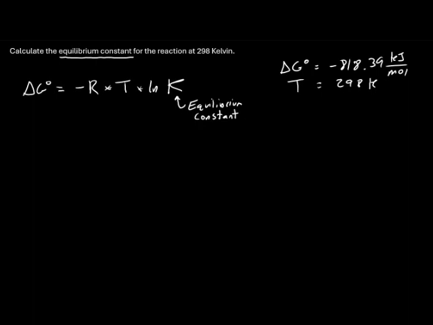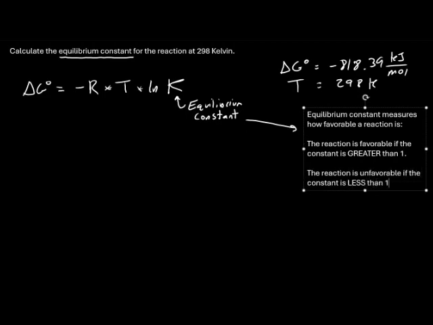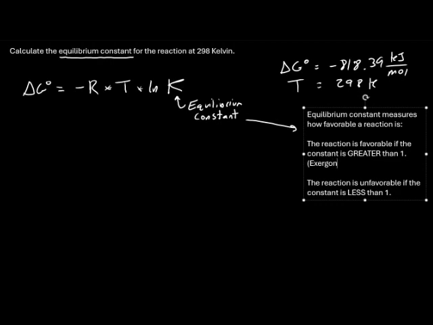I'll give you a brief introduction as to what the equilibrium constant means for the moment. The equilibrium constant is a way of measuring how favorable a reaction is. In general, if you have an equilibrium constant greater than 1, that tells you the reaction is favorable. And if you end up with a constant that's less than 1, that means the reaction is generally not favorable. The word that they use in this course to describe a reaction that's favorable is exergonic. Unfavorable reactions are often called endergonic. We'll cover this topic more in depth in a future video.